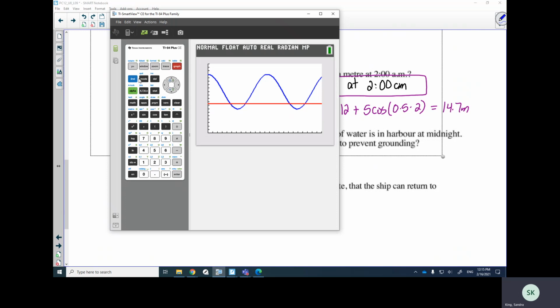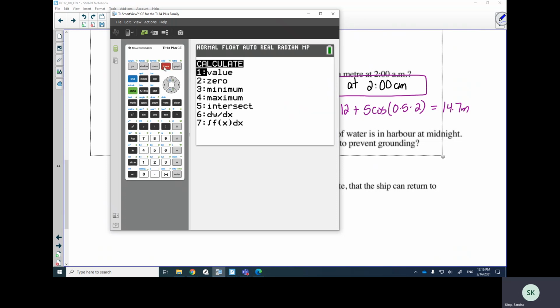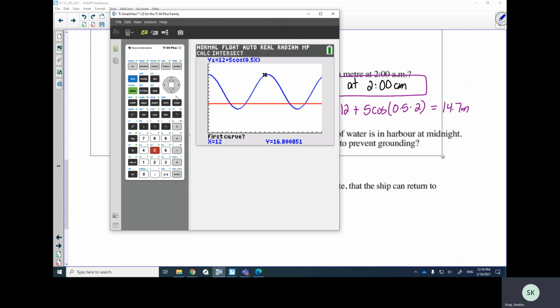That on your calculator is an intersect. So second function, calculate, number 5. Go close to the intersect. So that guy there, hit enter 3 times. So enter, enter, enter. This, remember, is 1 a.m., 2 a.m., 3 a.m. It's at 4 hours, and we gotta figure out how many minutes this is. So I'll show you how we do that.